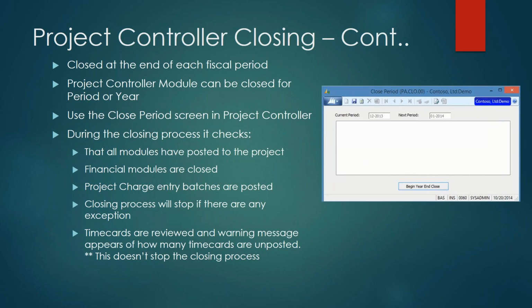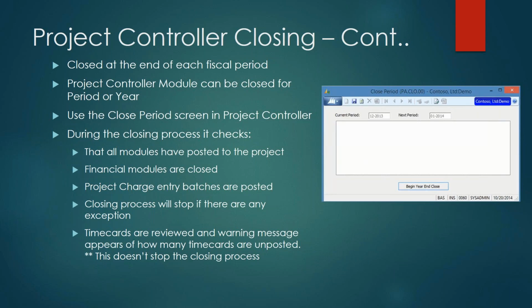When you go to close the period, depending on whether it's fiscal or calendar year, it will begin the year-end close for you, because you can close it for the period or for the year. This is located in Project Controller, not in the general ledger. During the process, it checks that all modules don't have any open batches and everything's been posted and closed. Any project charge entry batches, make sure that they're posted. It will stop the closing process if it finds any exceptions.